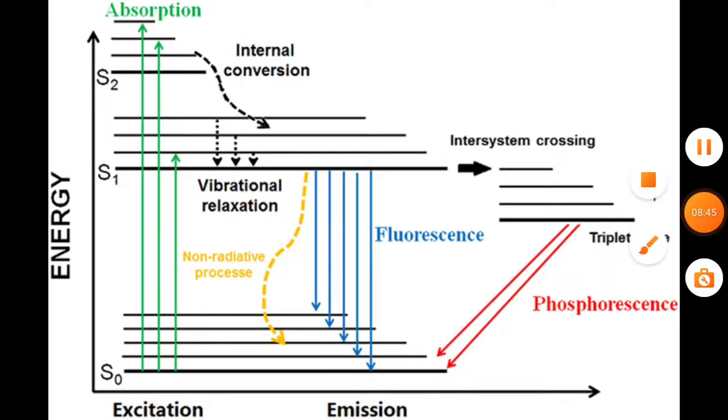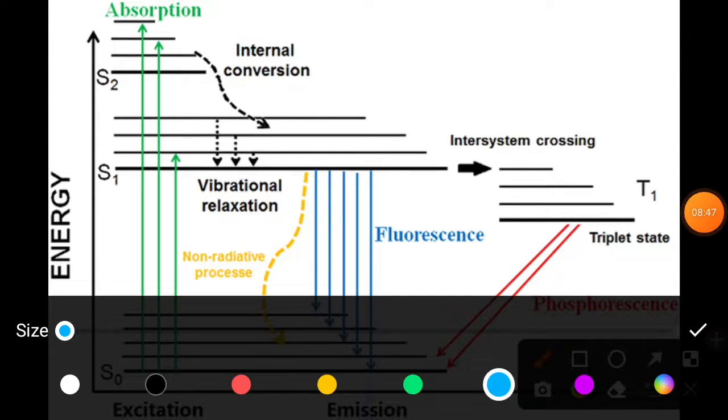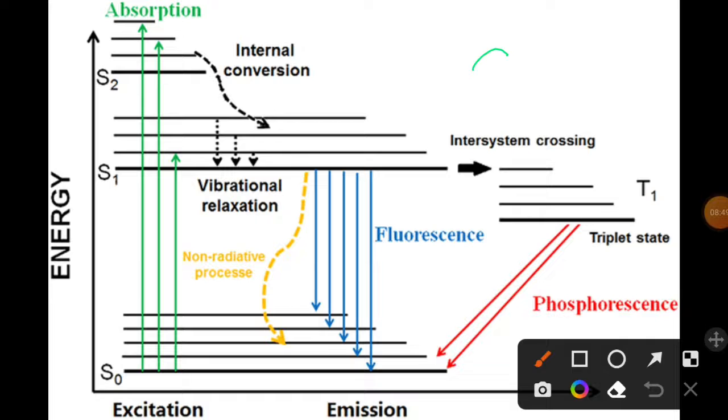So what is going on? Let us discuss again one more time. So this is a fluorochrome or fluorophore. Whenever a particular wavelength of light is applied to them, they will absorb that particular wavelength of light and become excited.